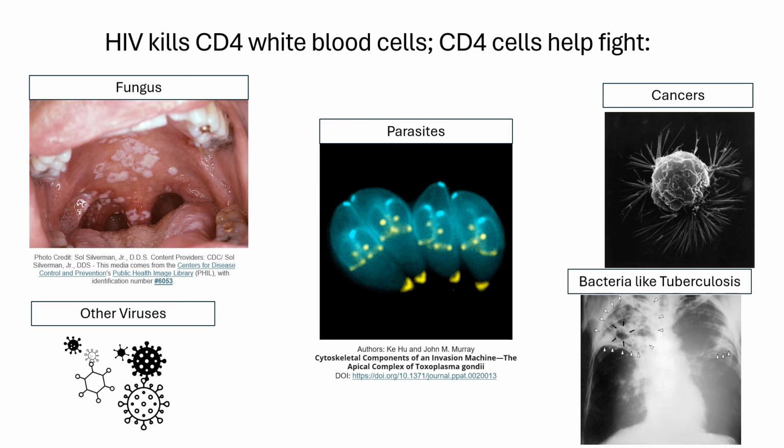So what are the consequences of all of this? So HIV ends up killing the CD4 cell where it makes copies of itself. And these CD4 cells are important in protecting us from things in the environment, such as fungi like Candida that can cause oral thrush and thrush inside the food pipe, parasites like Toxoplasma, cancers, other viruses, and other bacteria as well that can cause infections, such as tuberculosis, which is a very common co-infection with HIV in many parts of the world.